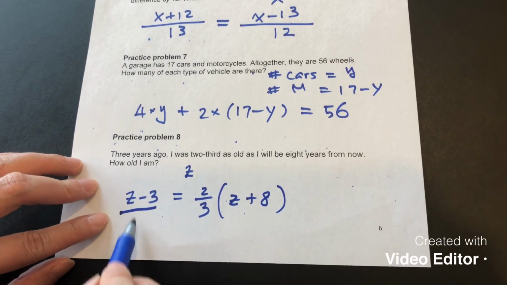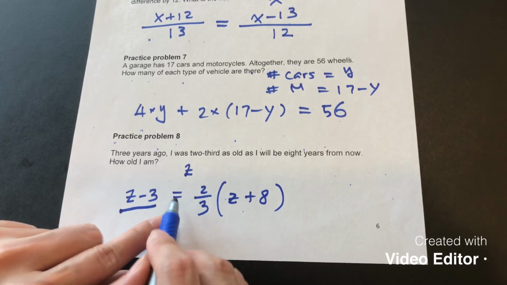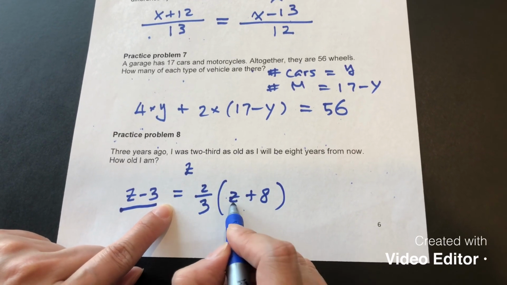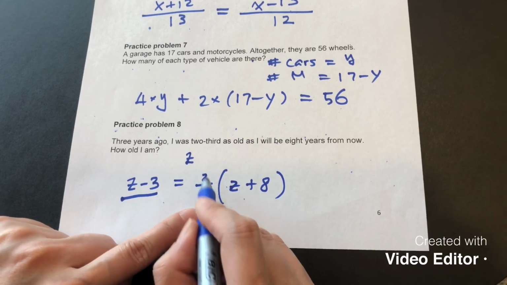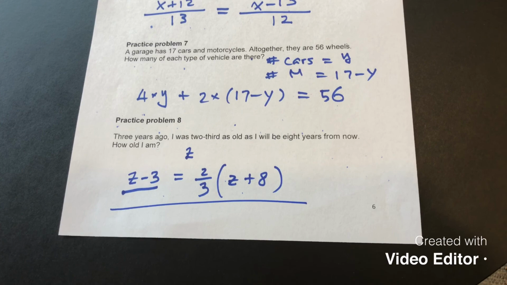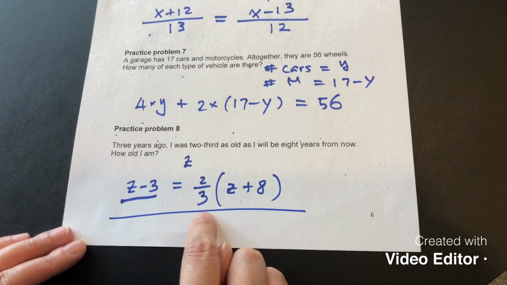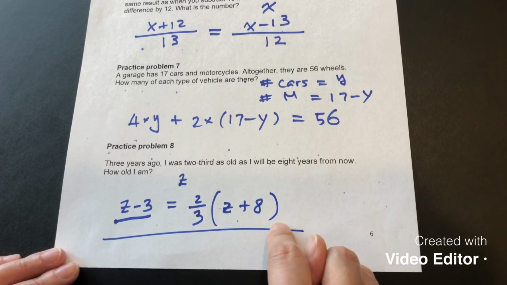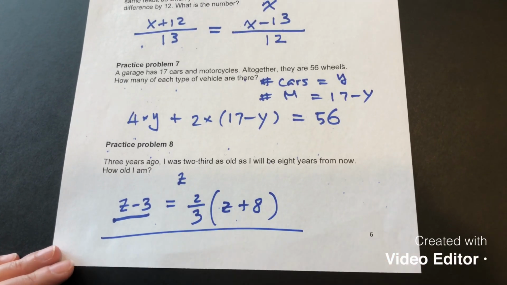3 years ago, this is my age. And this age equals 2/3 of my age 8 years from now, z plus 8. So that's how you write out the equation. This is relatively easy to solve. You multiply 3 on each side and break the bracket using distributive properties, and you can solve this.